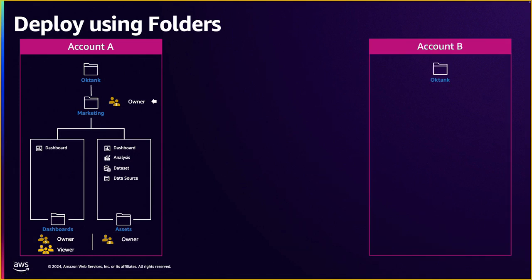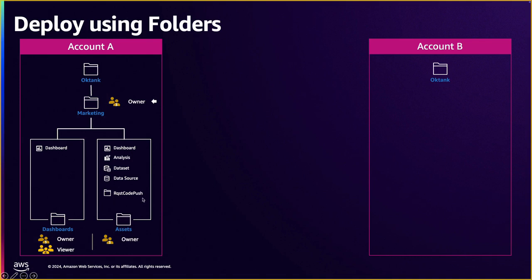And let's say we are getting ready to move it to account B, which could be staging or production. Now, the marketing analyst team knows that this code is good to go, and they could trigger it by creating a subfolder here, right?